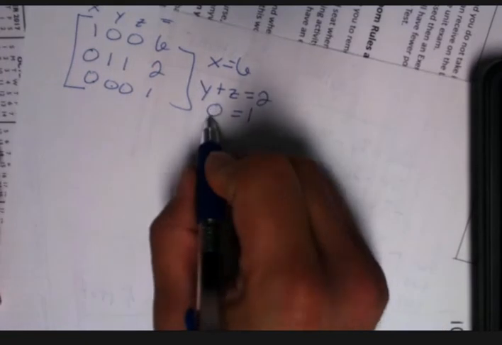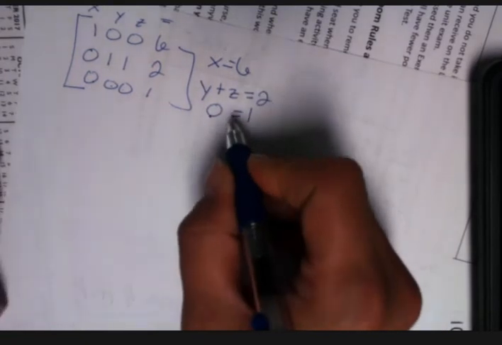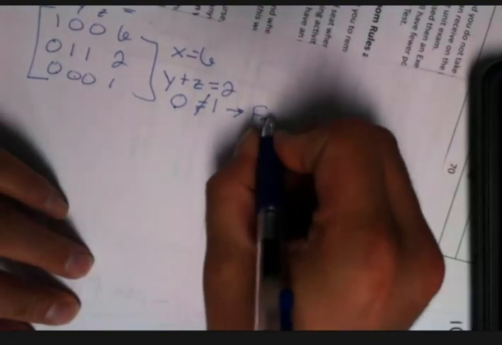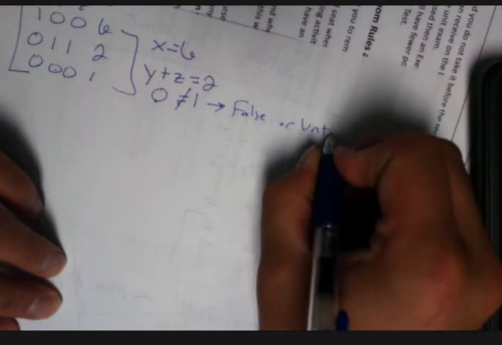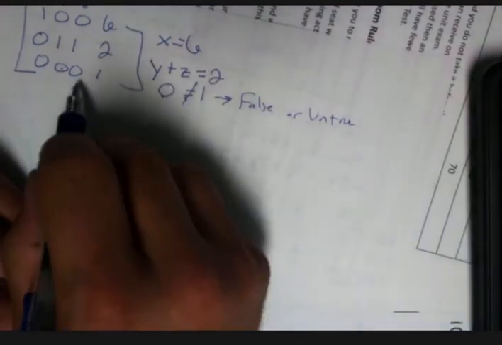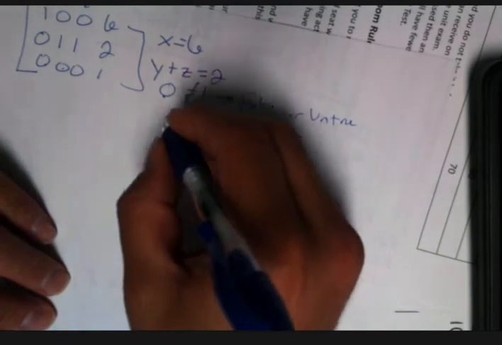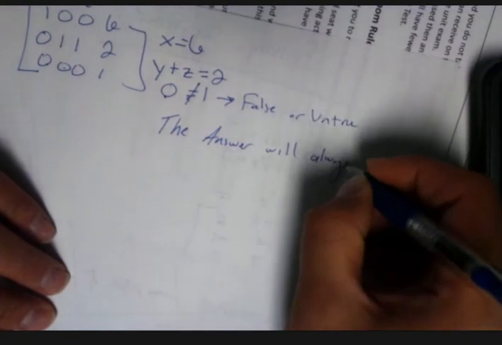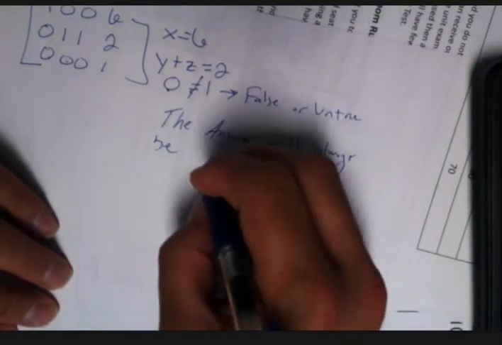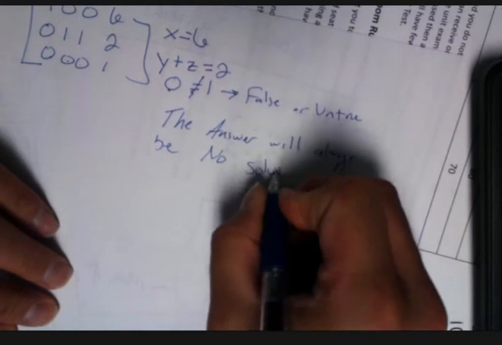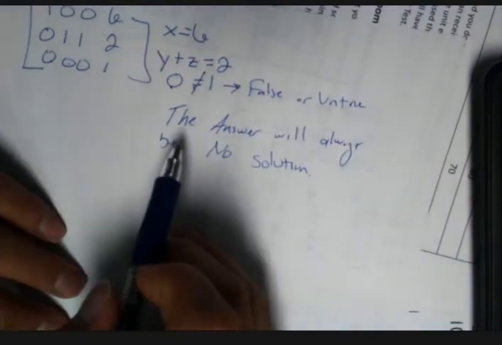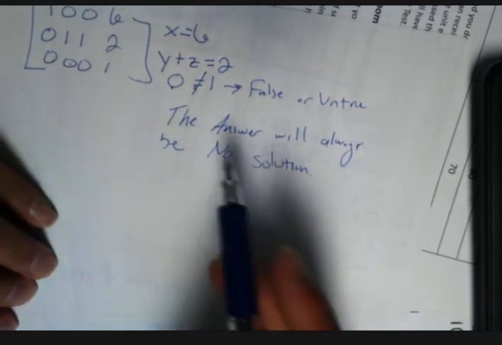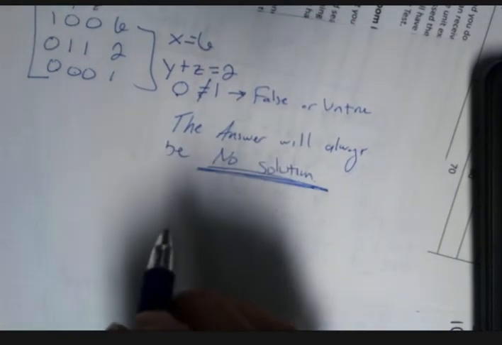But can 0 ever equal 1? And the answer to that is no. So this is false, or you can say it's untrue. If you ever have a false or untrue row, the answer will always be no solution. Okay? So if you ever have a false row, then the answer will always be no solution. Always. There's no change in that.